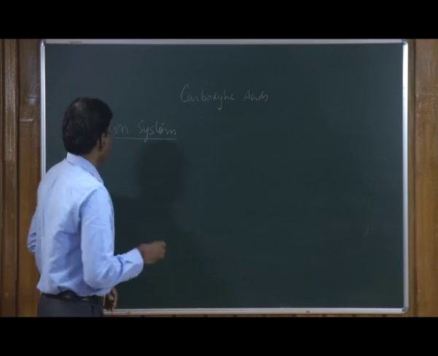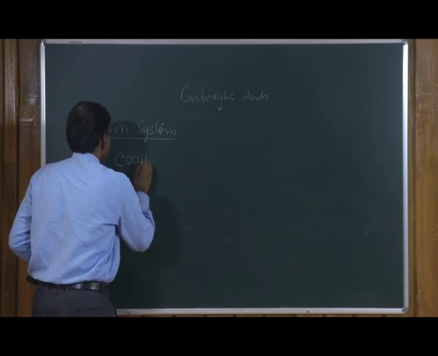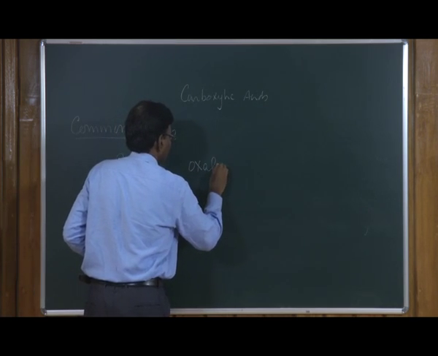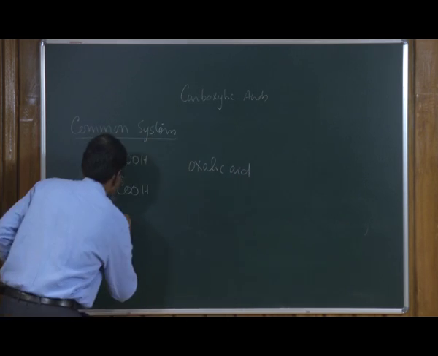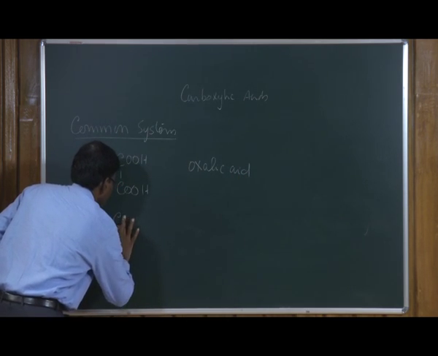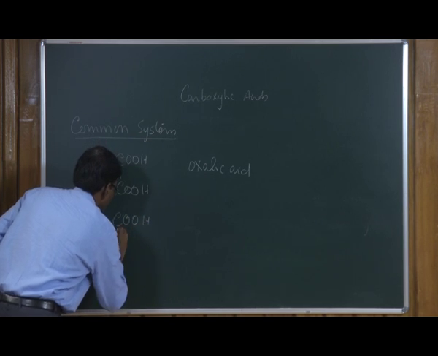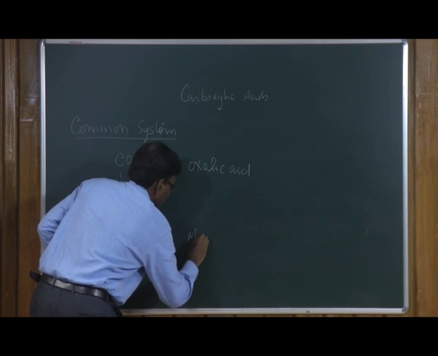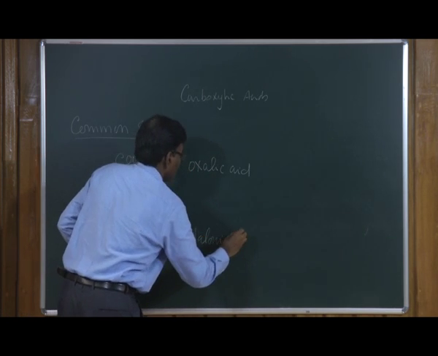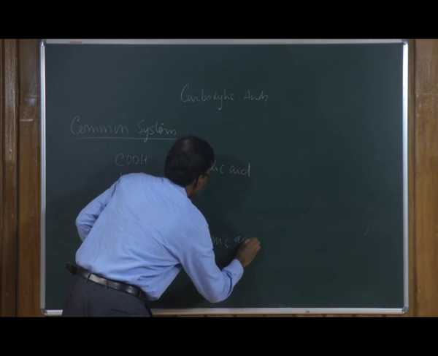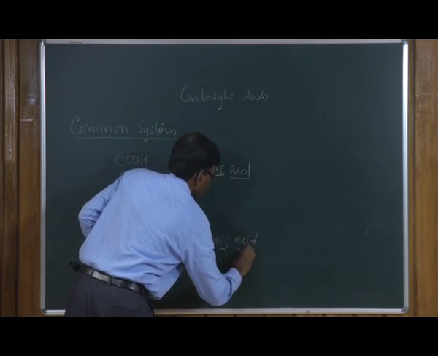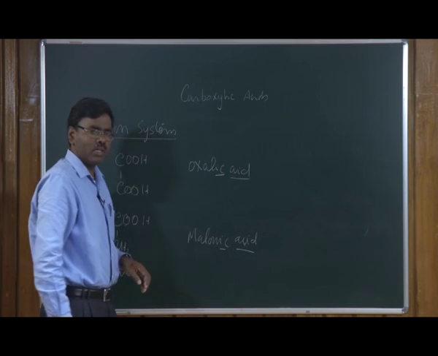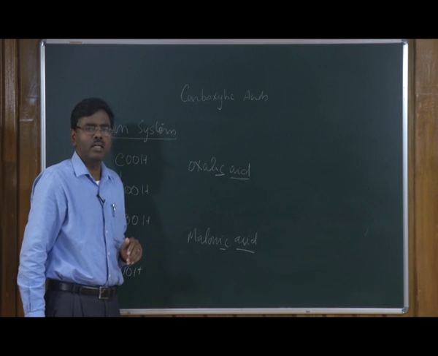There are also dicarboxylic acids, for example, this is known as oxalic acid. Malonic acid. Look at it, they end with IC acid, and these are examples for aliphatic dicarboxylic acids.